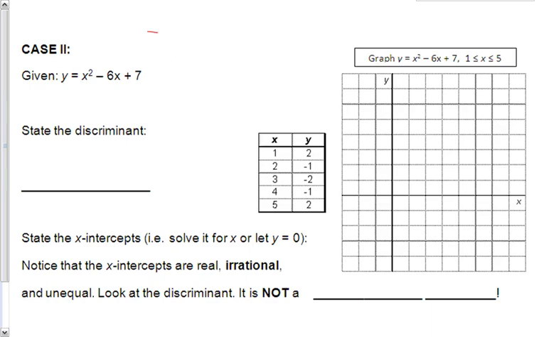Let's find the discriminant of this one. It's b squared minus 4ac. It's negative 6 squared minus 4 times 1 times 7. It's 36 minus 28, which is 8. Remember a, b, c. Now graphing this one, I gave you the points: 1, 2; 2, negative 1; 3, negative 2; 4, negative 1; 5, 2. So the U does something like this.